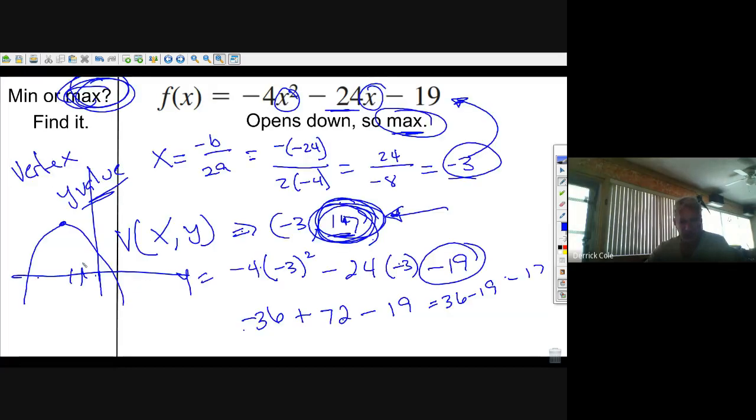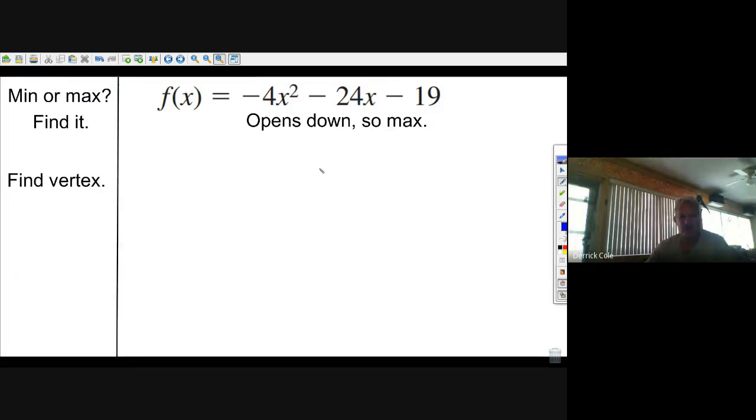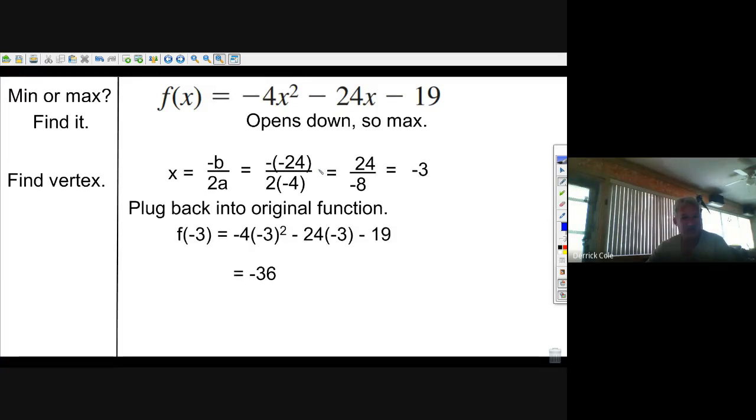So basically -3, 17. That's where this is. And it opens down, so it's a max. Find the vertex by doing this. I'm just going through the same steps I just went through. -3. Let's make sure I'm right. Plug it back into the original equation. I get -36 plus 72 minus 19, which is 17. So my max is 17.